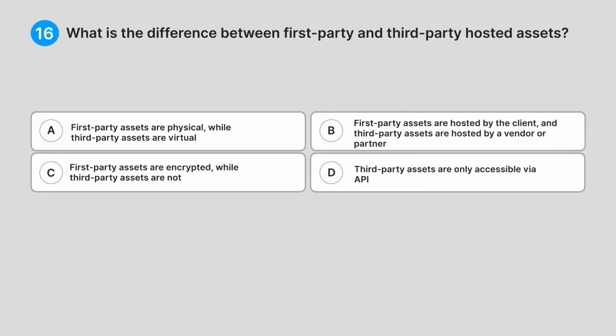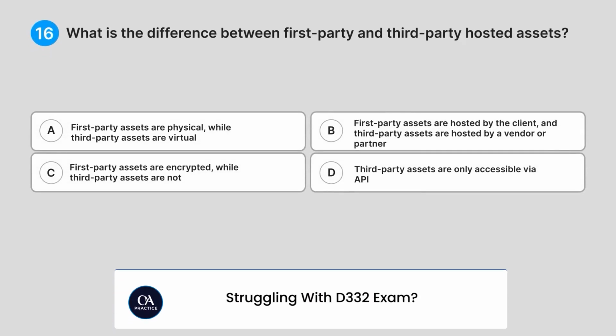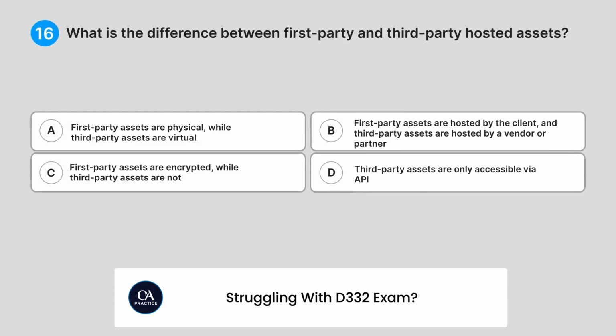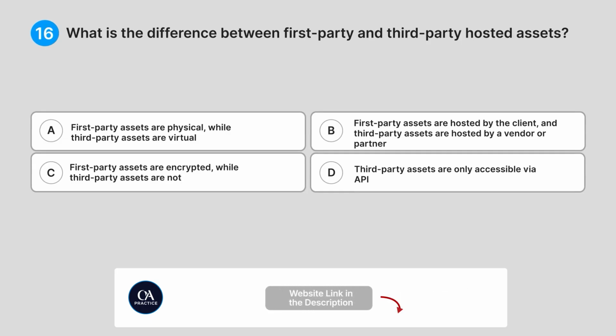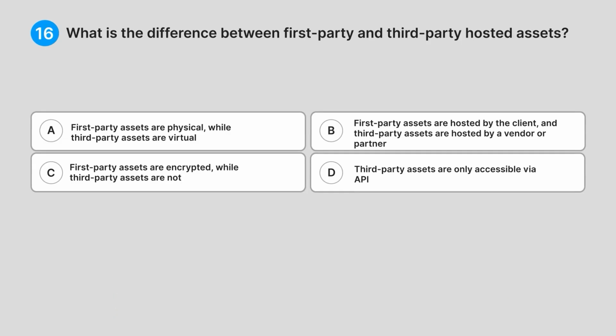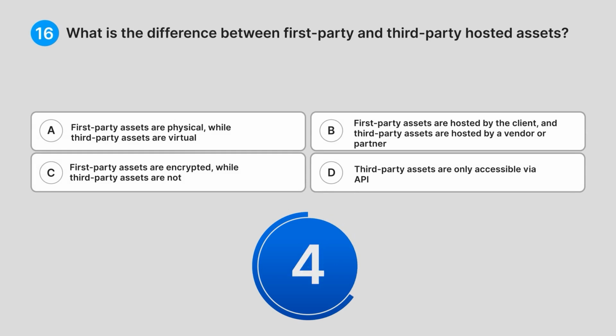16. What's the difference between first-party and third-party hosted assets? A. First-party assets are physical, while third-party assets are virtual. B. First-party assets are hosted by the client, and third-party assets are hosted by a vendor or partner. C. First-party assets are encrypted, while third-party assets are not. D. Third-party assets are only accessible via API. What do you think is the answer?